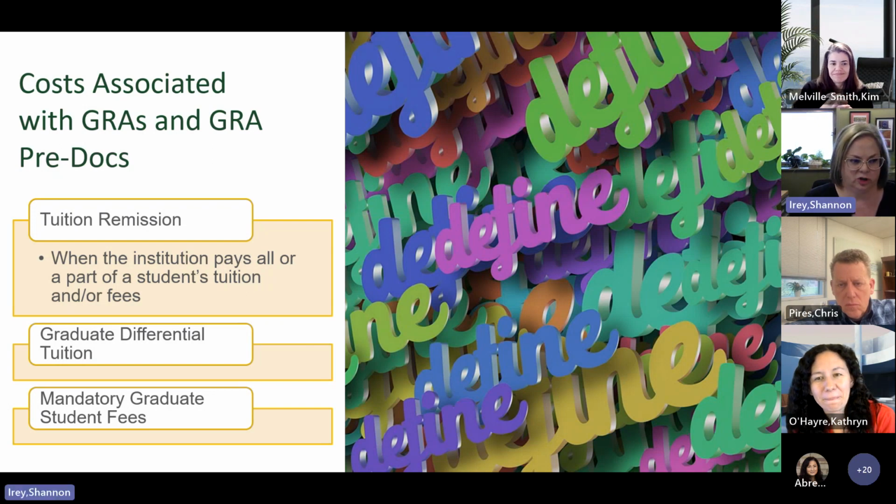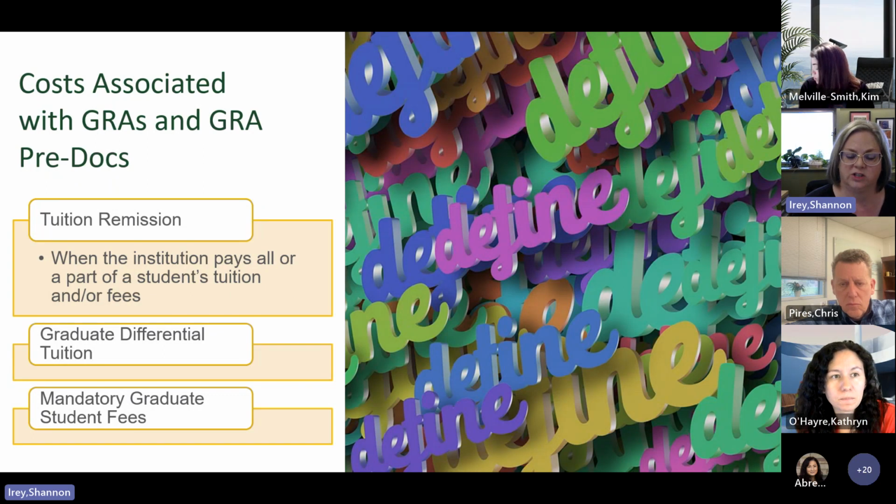So again, another term that we're going to be talking about are mandatory graduate student fees. So these, as of this January 2023, mandatory student fees for all graduate students are being partially paid by CSU. It's coming in a phased approach. Started this spring semester 2023. GRAs will have 50% of their fees paid by CSU and be responsible for the other 50%.